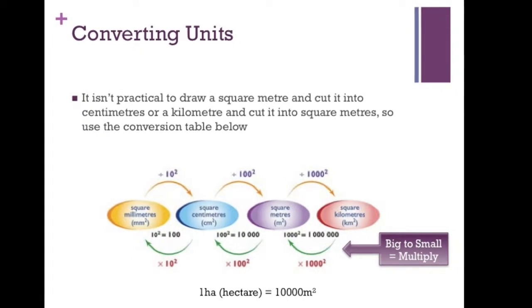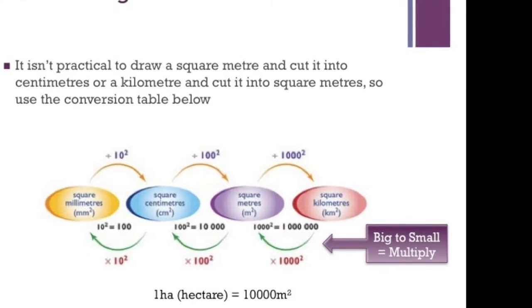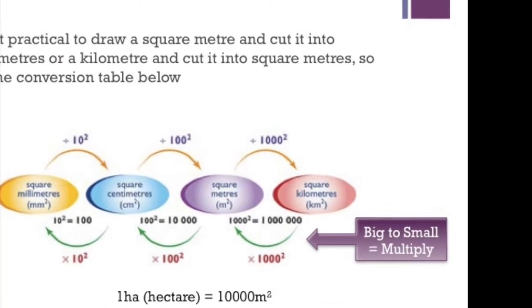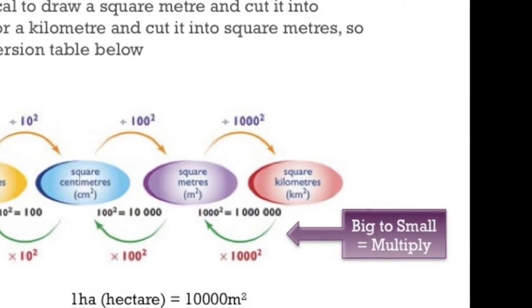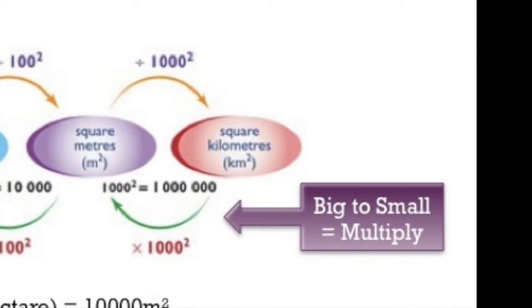It's similar to length in that when we're going from a big measurement such as kilometres to metres, we will multiply. So it's exactly the same. When you're going from a big measurement to a small measurement, you will multiply. Please write this onto your theory sheet now.